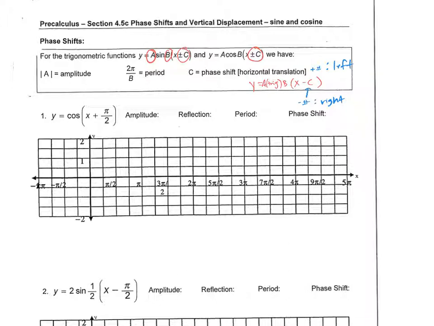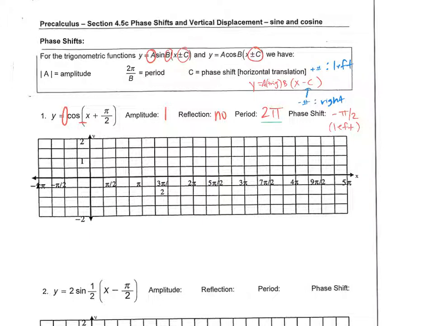So let's break this apart. For example 1, my amplitude comes from A, which is 1. There is no reflection. My period is affected by B, but there's nothing there, so my period is still 2 pi. And my phase shift, it's a positive, so it was minus a negative. So my phase shift is pi over 2, and so that is to the left. This is cosine.